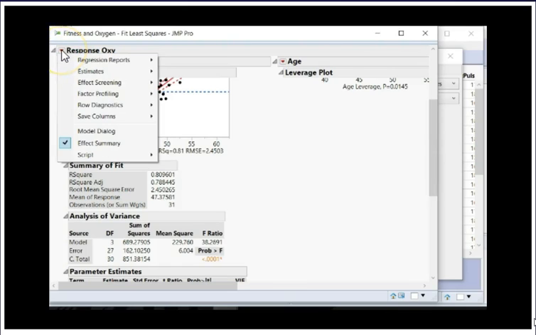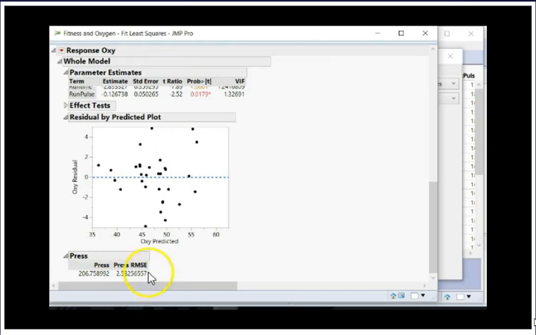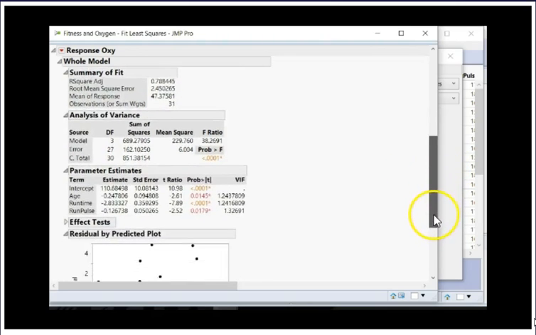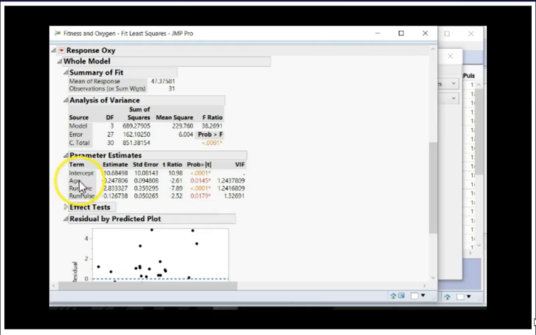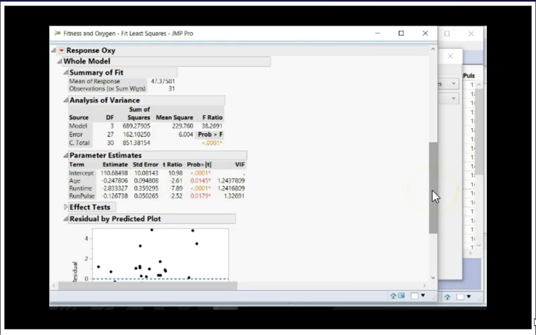If I want to see how robust this would be, if I had new people coming in to apply this equation to, I can come back in and ask for that PRESS statistic, and I can see my PRESS root mean square error is 2.58, which is very close to my root mean square error of 2.45, so I have a robust model. So I could say that with these three terms, age, your running time, and your running pulse, which are really both getting at fitness, can be used to determine how much oxygen you would need.